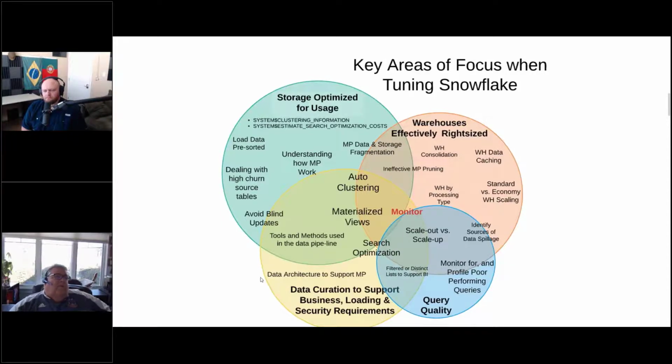Today, where we're going to be spending most of our time is on storage optimization, and storage optimization for usage. That's the green circle here. There's a number of things in here, and we're going to talk about them at a high level right now.